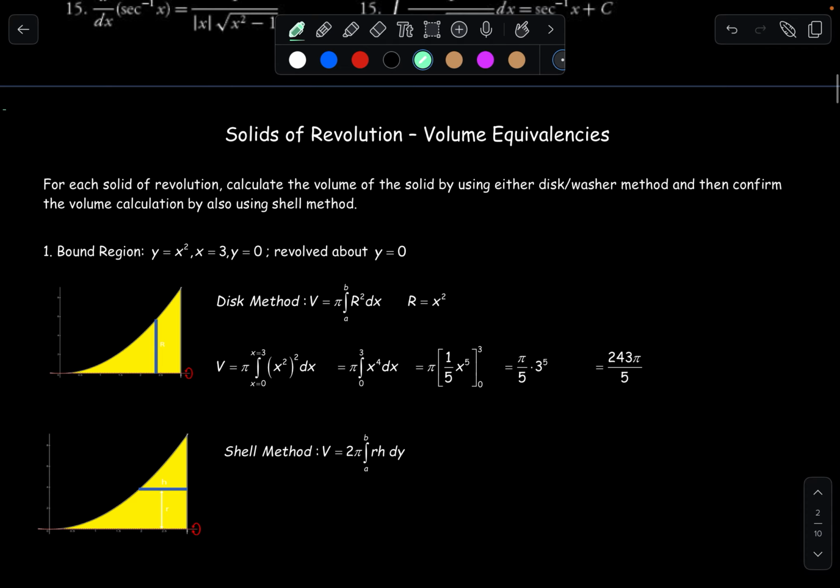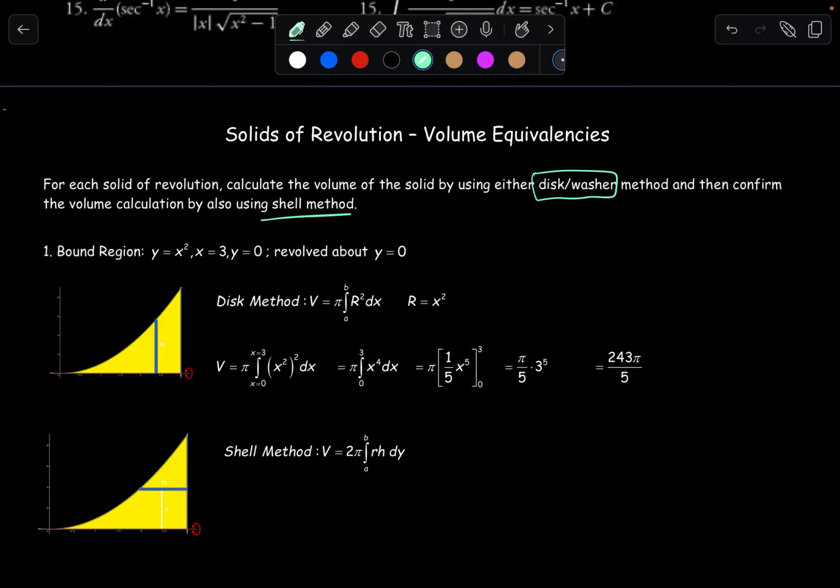All right, moving on to solids of revolutions. For each solid of revolution, calculate the volume of the solid by using either disk or washer method, and then confirm the volume calculation by also using the shell method. Okay, so on the AP exam, disk and washer are required. Shell is optional. They don't tell you not to use it. They don't tell you to use it. However, it is beneficial for you to save time if you have it in your arsenal so that you can maybe figure out some of these more complex revolutions and use the shell instead of, say, like the washer.